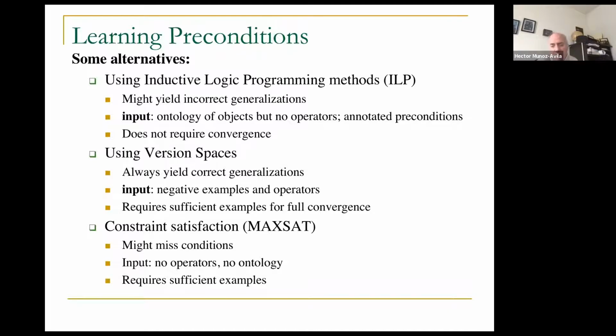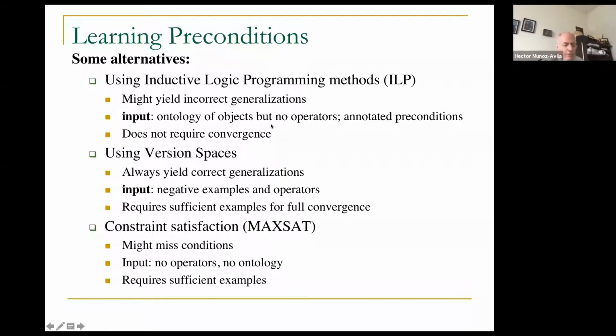Somebody asked if ILP requires negative examples. Yes, it may require them, but not necessarily. In fact, I'm going to show you one method here that doesn't use negative examples. Another one is constraint satisfaction. In particular, people are using things like MaxSAT. It has perhaps less knowledge requirement in the sense that we don't require negative examples, and we don't require an ontology. But on the other hand, it doesn't necessarily converge because you're trying to find the maximum collection of conditions that are satisfied. And you need a lot of examples. So they have their drawbacks.